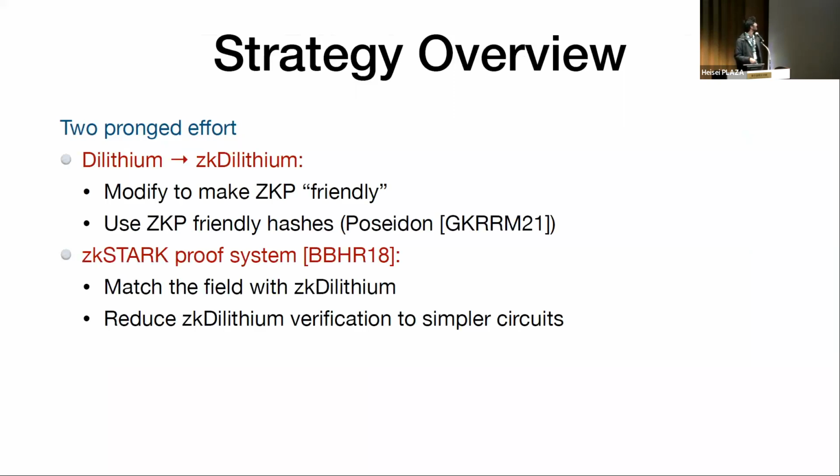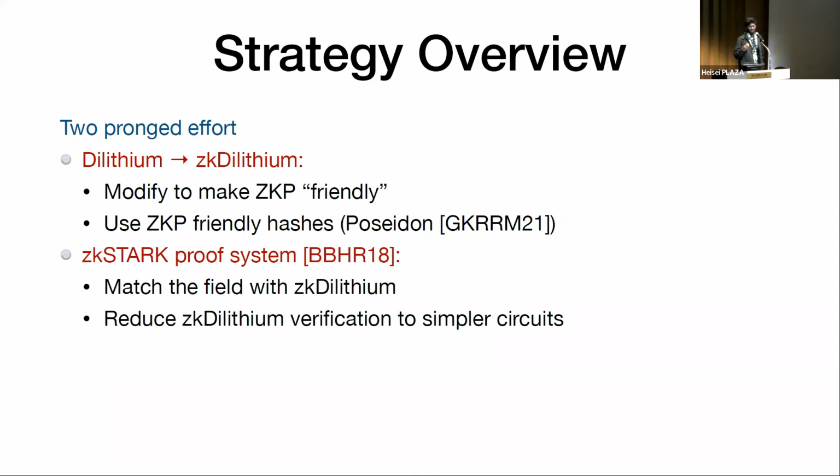It's a two-pronged effort. What we're going to do is say, look, let's just start with Dilithium. It's been proposed to be standardized, so hopefully it's secure. And what we're going to do is make it ZKP friendly. We're also going to use ZKP-friendly hashes. We use Poseidon.